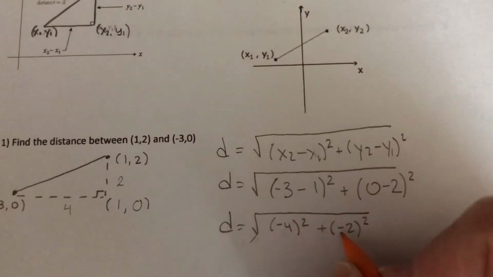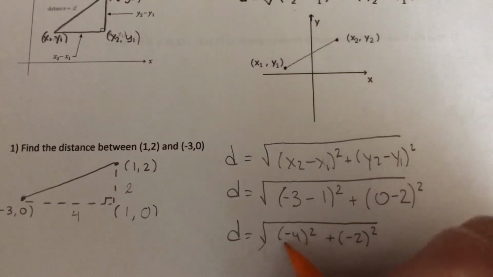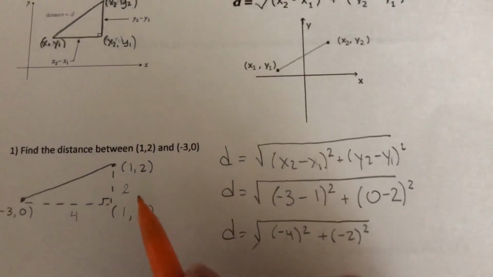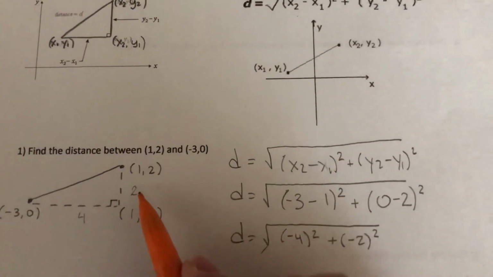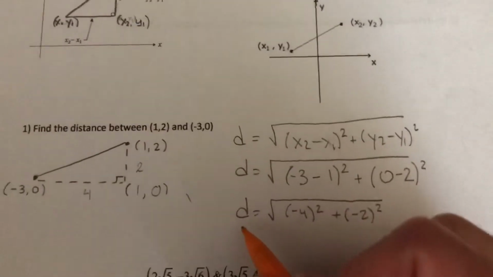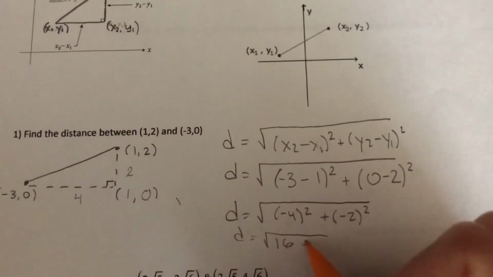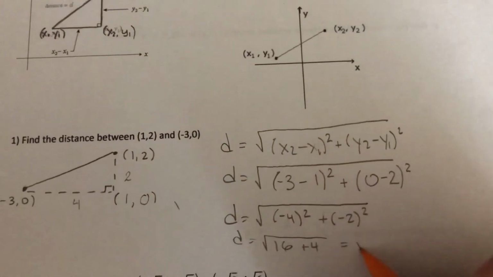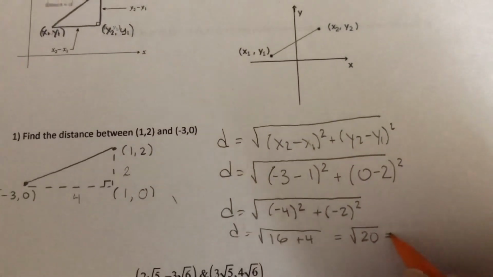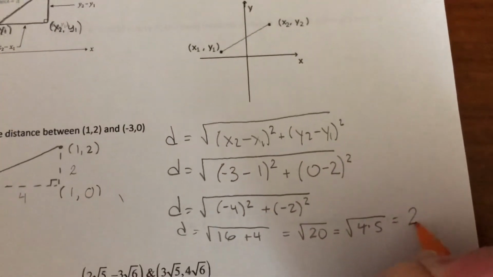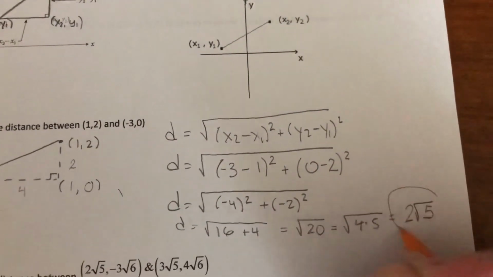So we have a negative 4 and a negative 2 now. If I had named my points differently, I would have a positive 4 and a positive 2. Those are these lengths here of my legs. Okay, so now I'm going to go ahead and square those. So I get 16 plus 4, which equals the square root of 20. 20 is the same as 4 times 5, so my distance is 2 root 5.